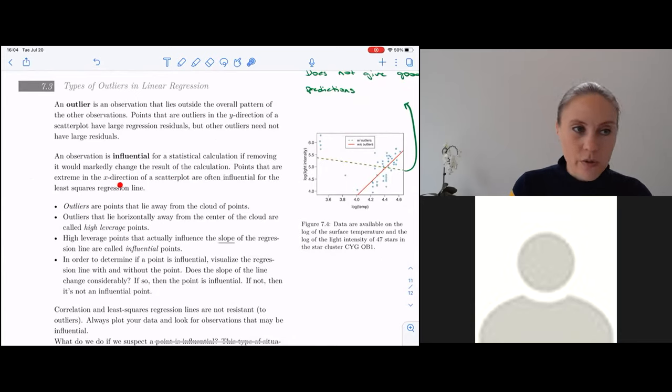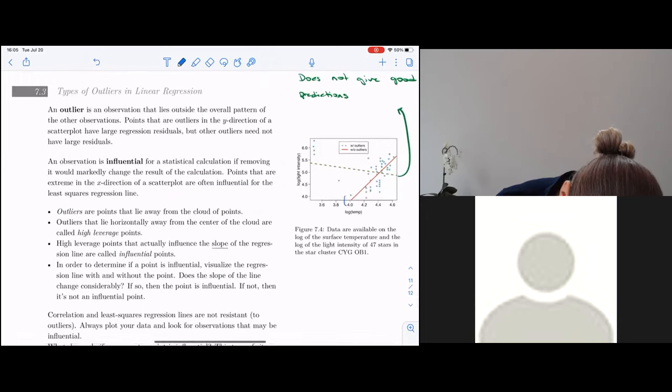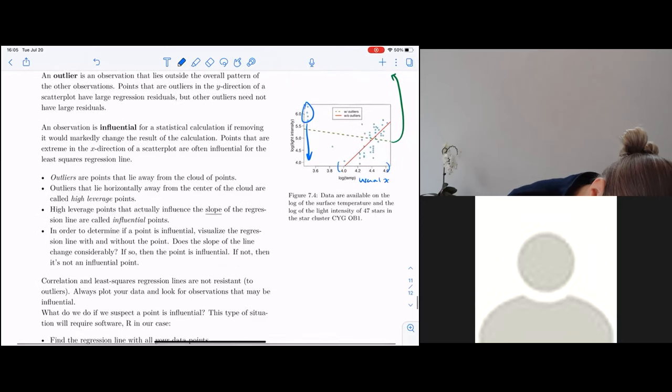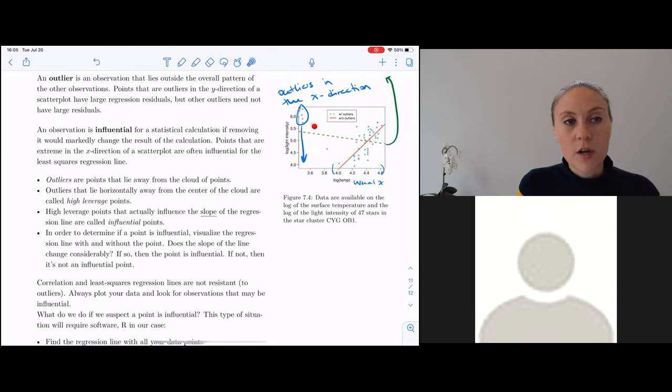Points that are extreme in the x direction of a scatter plot are often influential for the least squares regression line. Notice that most of the x's are over here, this is the range of usual x's. These are outliers in the x direction. They're kind of going with the flow in the y direction. They're up a little bit higher than most of these, if you trace across, but they're not out of line in the y direction.